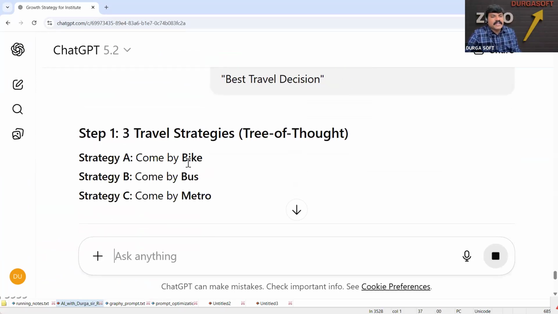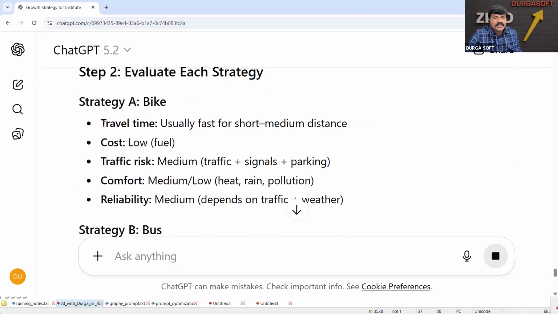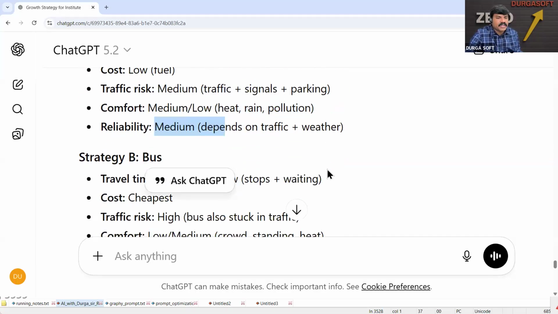Executing. Okay. Strategy A. Come by bike, come by bus, come by metro. Bike: travel time is usually fast for short to medium distance, and cost is low. Traffic risk is medium. Comfort is medium or low: heat, rain, pollution. Next, reliability is medium, depending on traffic plus weather.